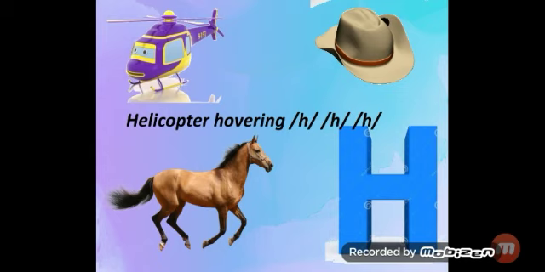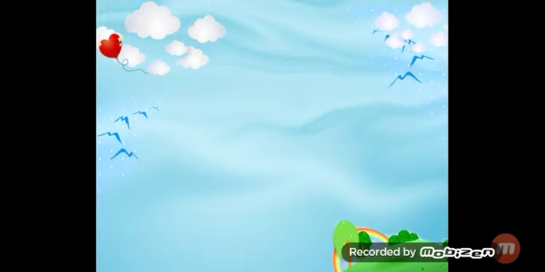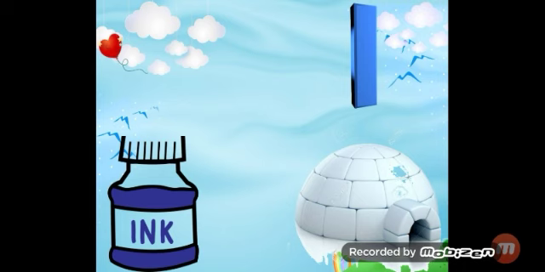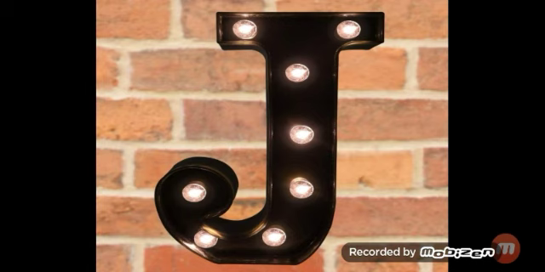The next letter is I. I has two sounds. I, I, E. I, E as in ink. E as in igloo. I as in ice cream. Ink in the ink pot. E, E, E.